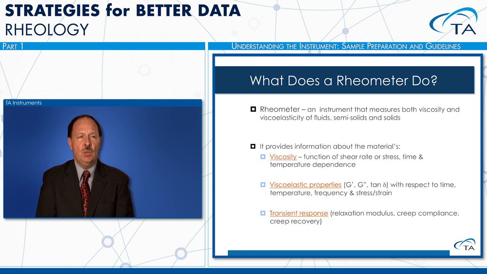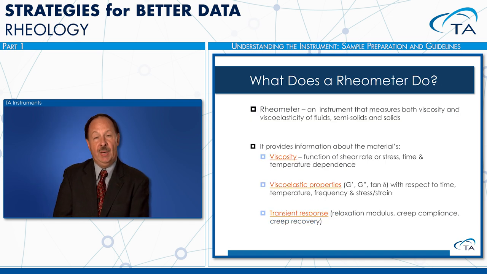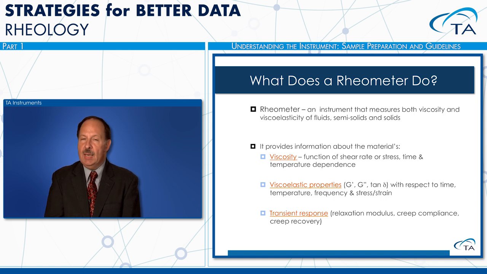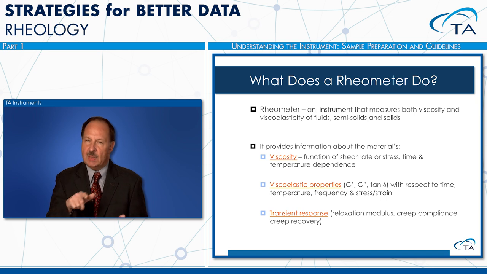Okay, so what does the rheometer do? It can measure both the viscosity and the viscoelasticity of materials and solids, and it will give us these terms that we've just mentioned. We can look at the viscosity of a fluid as a function of shear rate. Sometimes we'd like to look at something as a function of the stress, perhaps for something that has a yield stress. We could look at viscosity as a function of time.